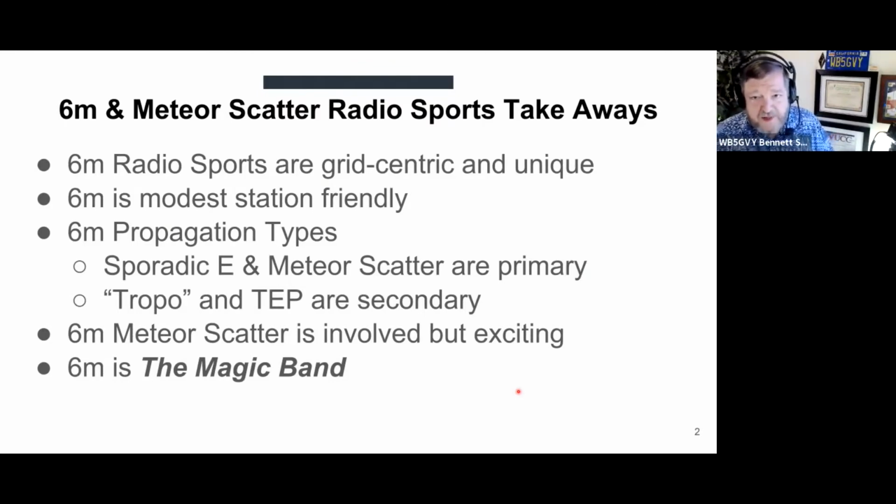This talk has evolved because people at my club here in Williamson County, Texas, were aware that I had worked Meteor Scatter, and they kept bugging me about talking about it. So I put together this talk, but I wanted to give it a little extra context, and didn't want to limit it to just Meteor Scatter. So I talk about not only Meteor Scatter, but Sporadic E, Tropo, and trans-equatorial propagation as well. I found that Meteor Scatter is quite involved, but it's exciting, and that 6 meters lives up to its name of being the magic band.